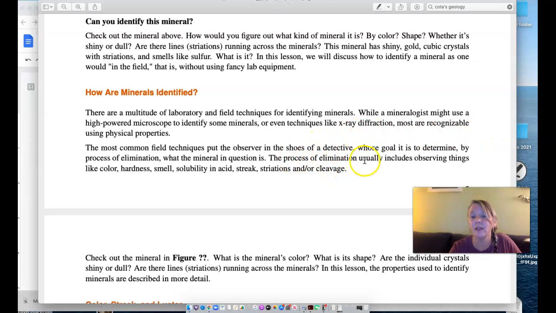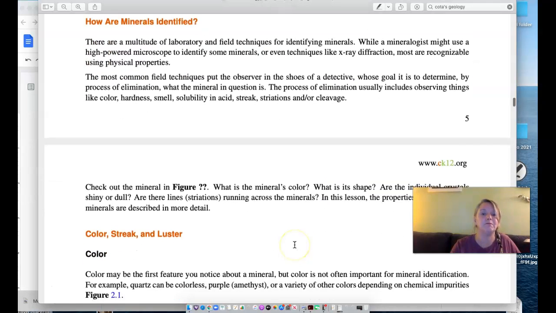Okay, the process of elimination usually includes observing things such as color, hardness, smell, solubility in an acid, streak, striations, and or something called cleavage. And I'll give you a second to giggle about that one.